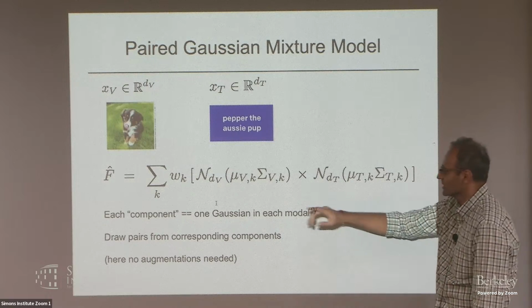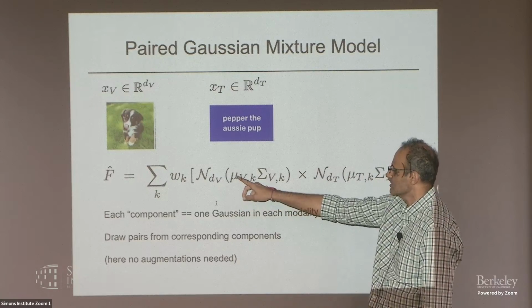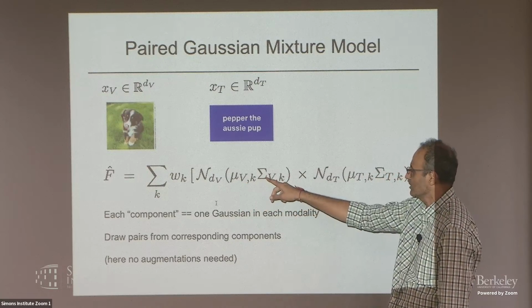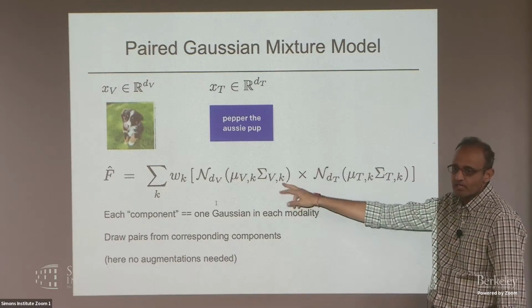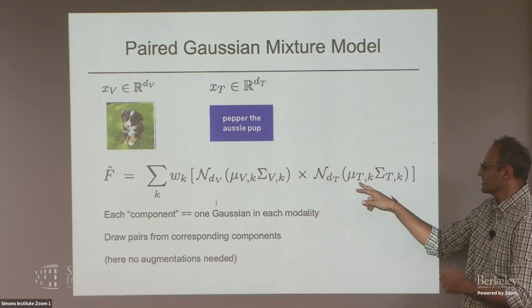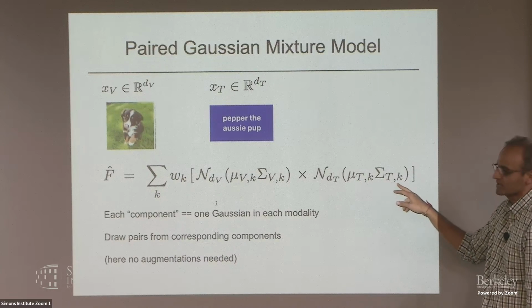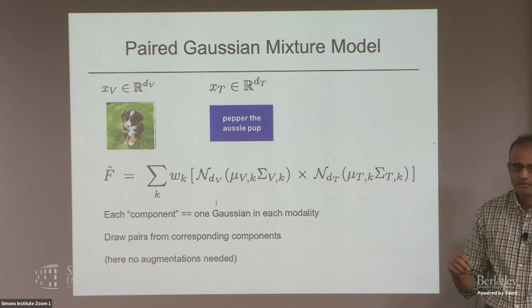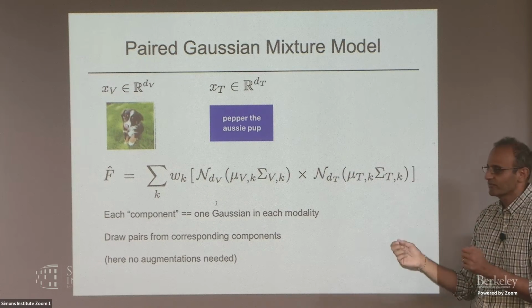So yes, give me 1 minute. So I have a dv dimensional Gaussian whose mu is mu vk for the kth component and covariance sigma vk, and there are k of them, and each of them has a weird twin in another space, the dt space, where the mean is mu tk and the covariance is sigma tk. Right? And the way I pick pairs is I first pick the component, and then I generate a point from each side of that component.